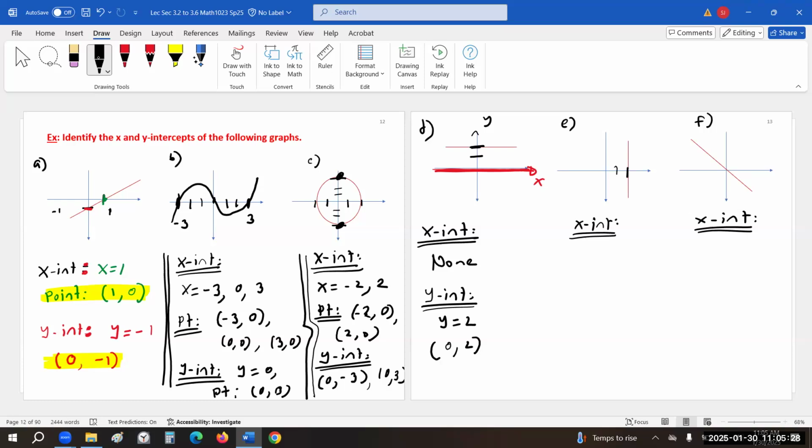How about the next one? Go ahead. X equals, this is actually 2. X equals 2. And as a point? 2, 0. Perfect. And how about the y-intercept? 0 is a number. None. You cannot write 0 because 0 is a number, it does exist. But here we don't have any y-intercept. So you have to write none. No y-intercept.